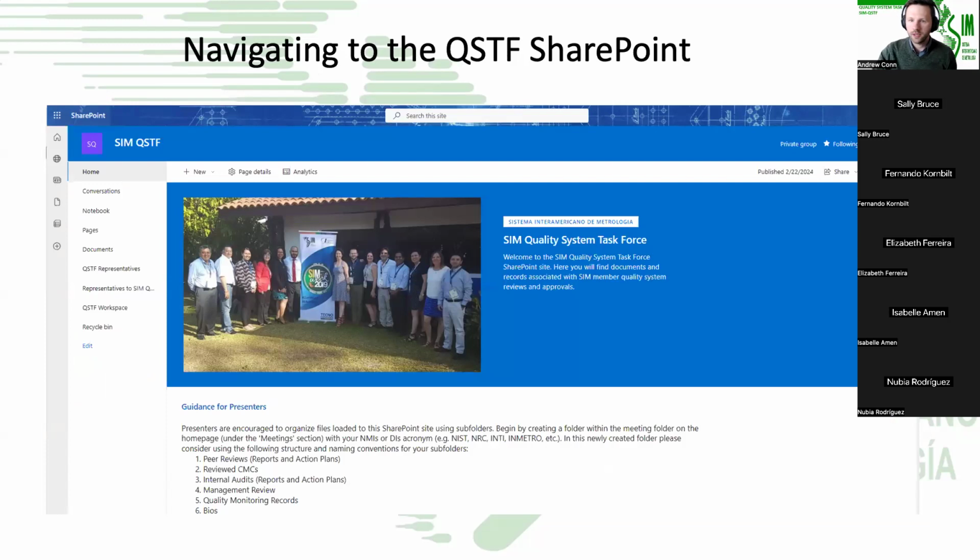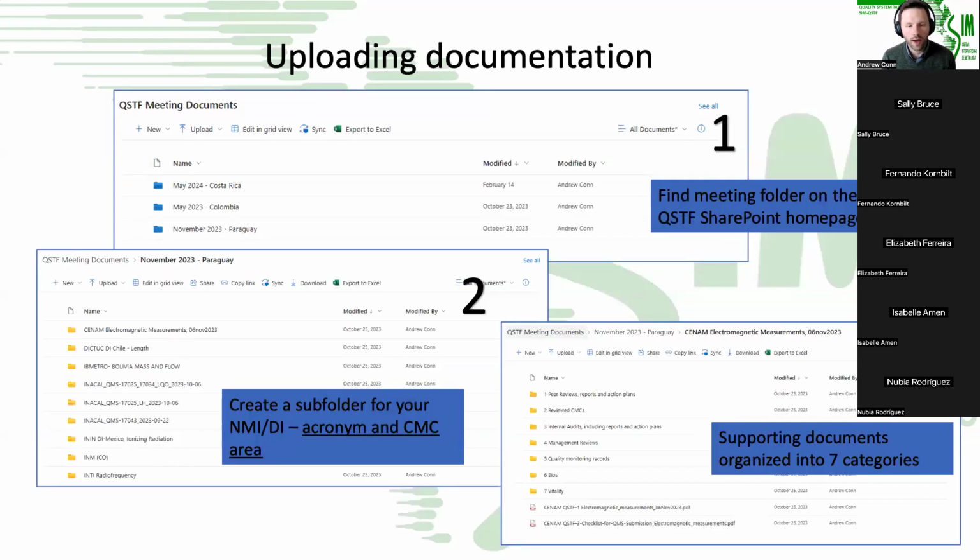If you scroll down on the home page, you will come to where we will have you upload your documentation. Under the QSTF meeting documents document library, screenshot 1, you'll see the month, year, and location of an upcoming meeting. In that folder, we'll have you create a subfolder using your NMI or DI acronym and the CMC area covered by the quality management system. And then, most importantly, are the subfolders, the organization of the documentation within the folder that you create for your NMI or DI. This is 7 subfolders.